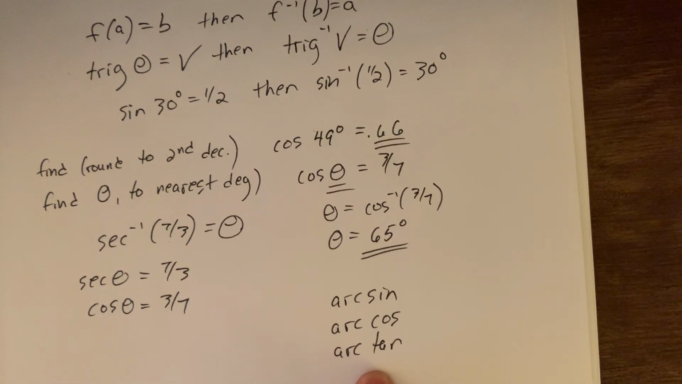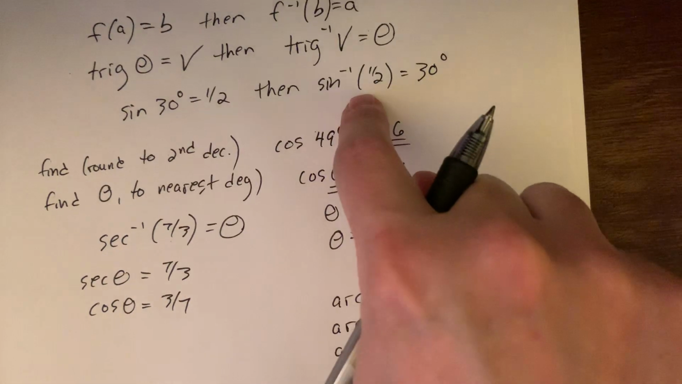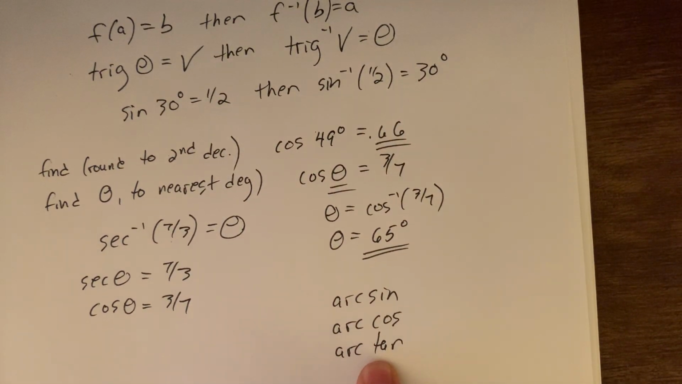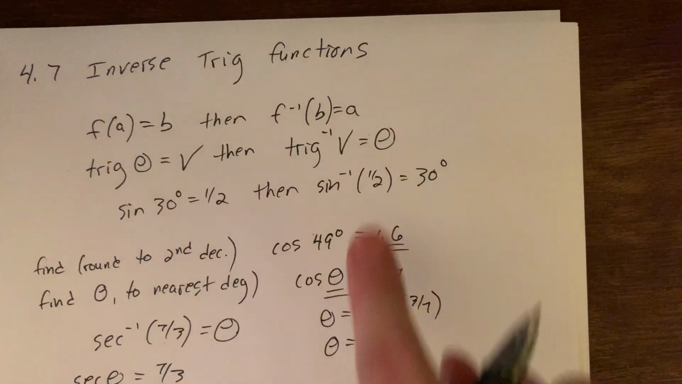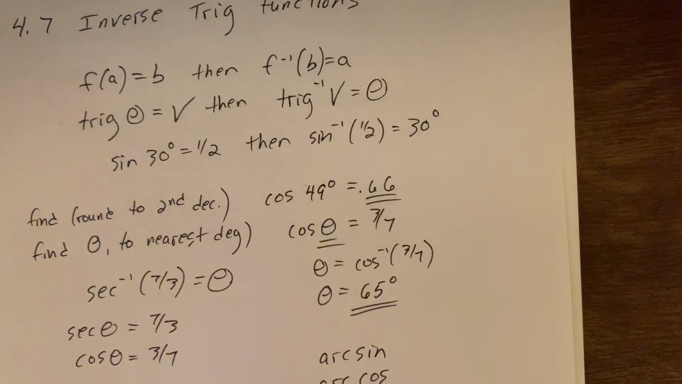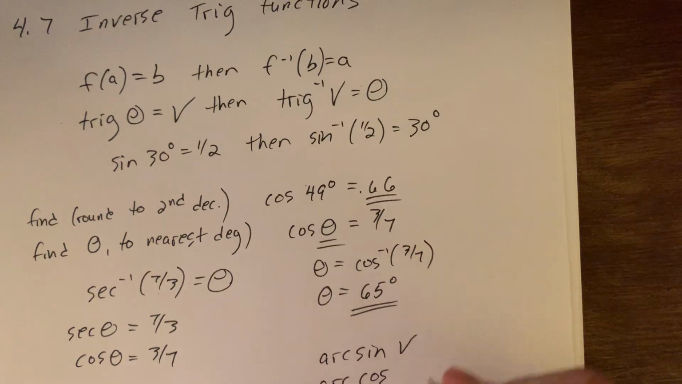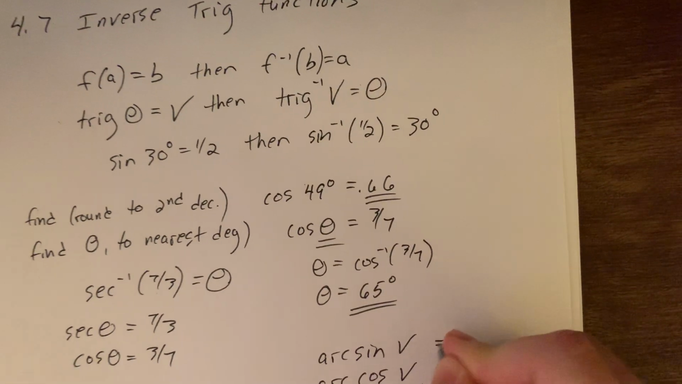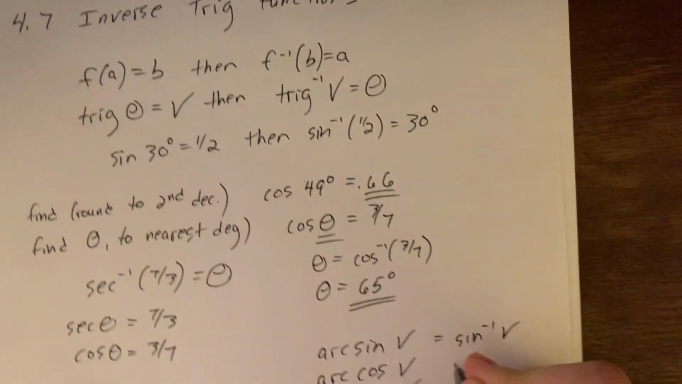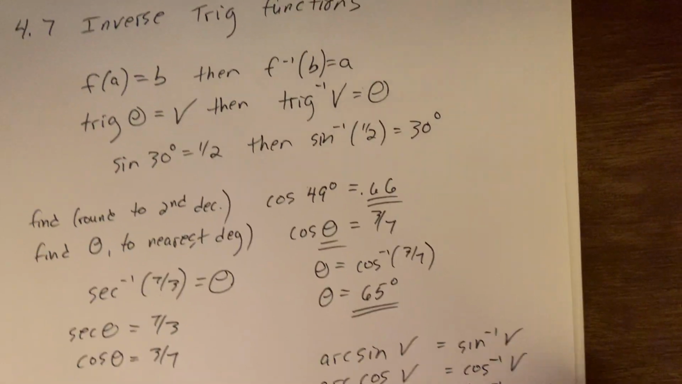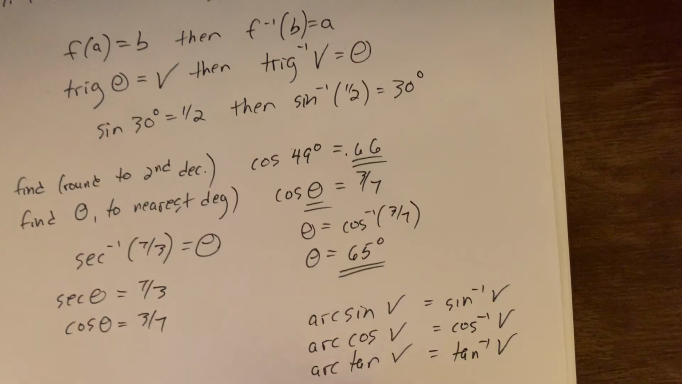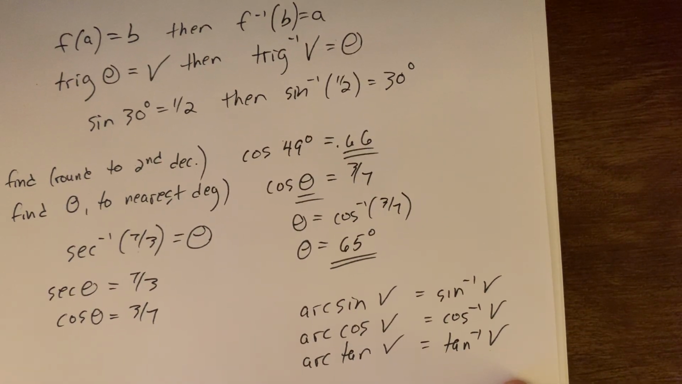So if you see these, just realize it's an alternative notation. This notation, the arc notation, you don't use the -1. It just cleans things up for some people a little bit, but it's the same thing. Arc sine of v, arc cosine of v, arc tangent of v, that's the same as inverse sine of v, inverse cosine of v, inverse tangent of v. So it's just an alternative notation saying the same thing.